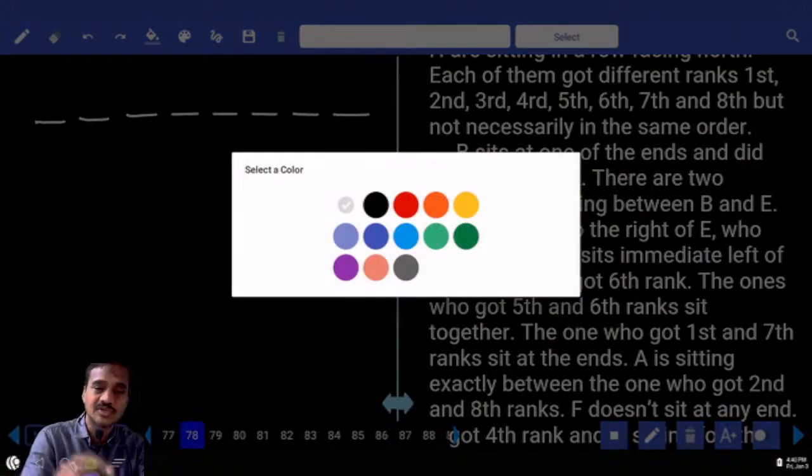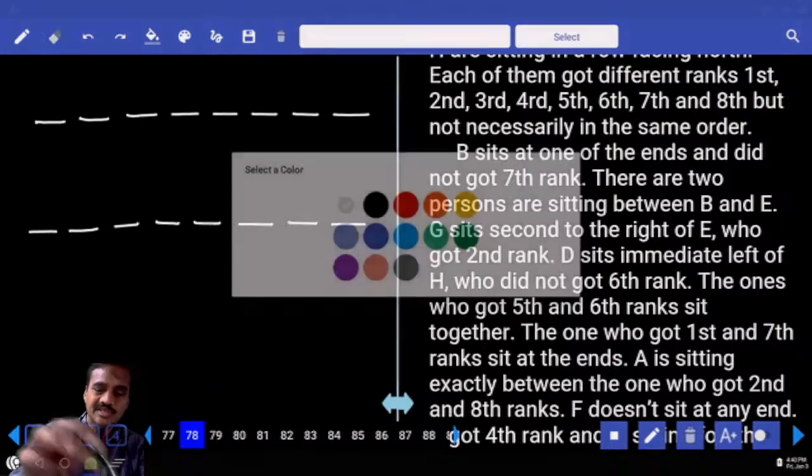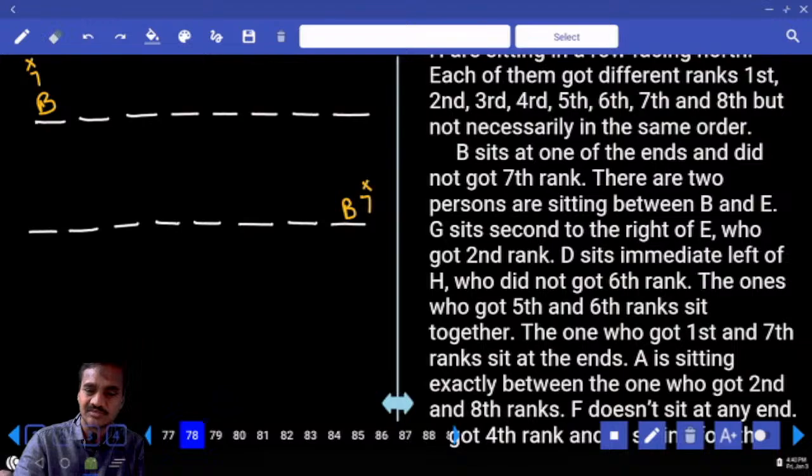How many possibilities do we have? Two possibilities. What are those two possibilities? 1, 2, 3, 4, 5, 6, 7, 8. Now B can be at the left extreme or B can be at the right extreme. And B, who is at one of the extreme ends of the line, did not get the 7th rank. Now here again, B did not get the 7th rank. And there are two persons between B and E.